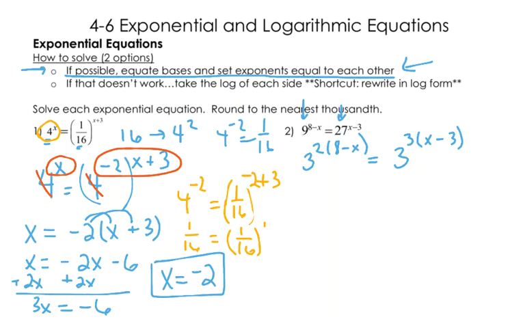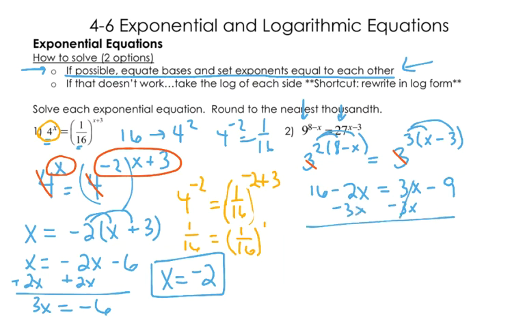Again, now that my bases are the same, it's almost like they disappear and we just set the exponents equal. I'll have to distribute, so I really have 16 minus 2x is equal to 3x minus 9. And then from here, just solve for x. I'll subtract 3x from both sides. I will subtract 16 from both sides. So then I have negative 5x is equal to negative 25. Divide by negative 5, x is 5.